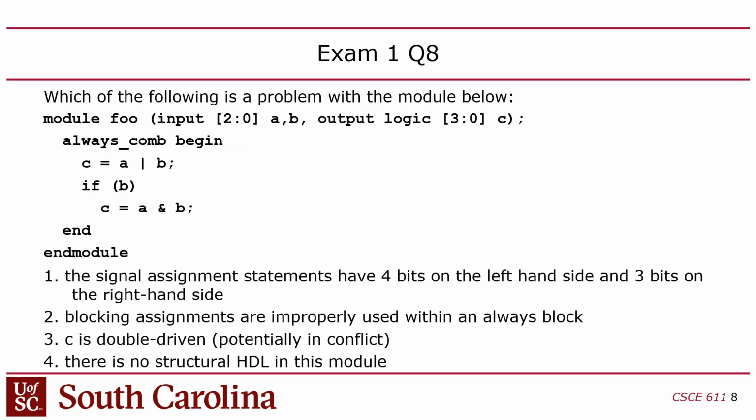Which of the following is a problem with the module below? It's pretty much just an always_comb in there. So option 1, the signal assignment statements have 4 bits on the left side and 3 bits on the right side. Yeah, that's true, right? Because A and B are both 3 bits, and we're doing bitwise operations on them, you know, bar and ampersand. On the right-hand side we would have 3 bits, and C, on the left-hand side, has 4 bits. So yeah, that's a problem.